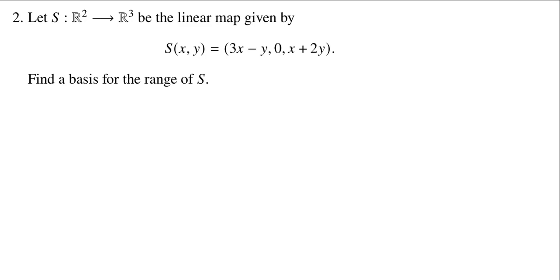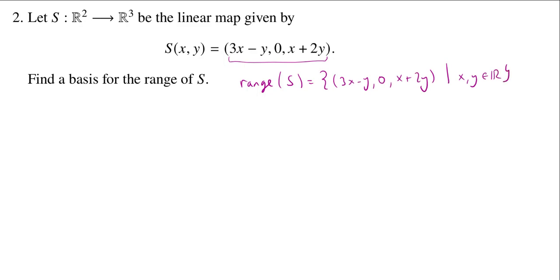So let's briefly recall what the range is. The range of a function is going to be all the possible outputs. And we see here from this defining property of the linear map S, the outputs all look like this given form, 3x minus y, 0, x plus 2y. So the range of S is going to be all things of that form, 3x minus y, 0, x plus 2y, where here the x and y, since we're working over the real numbers, have to be in R.